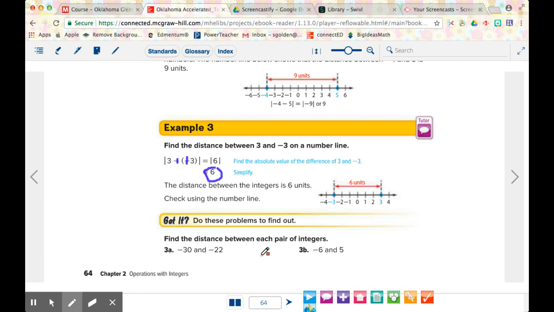So pause the video, try those problems, and then press play to watch them worked out.